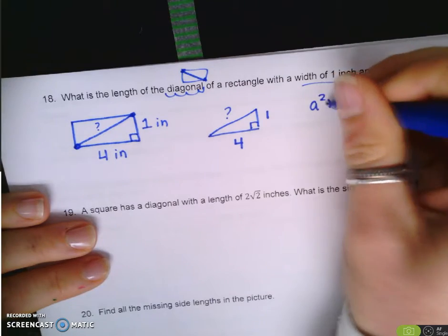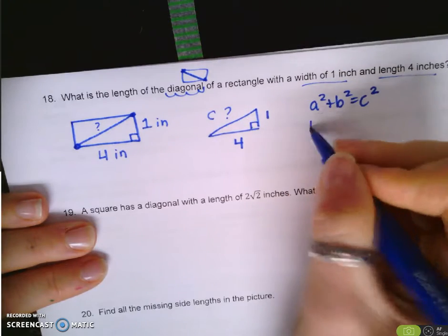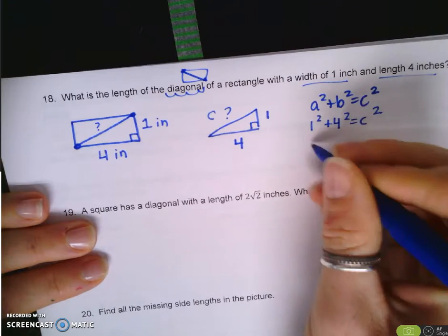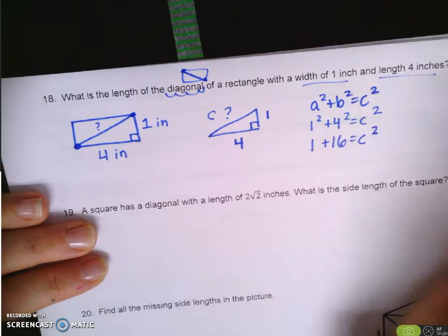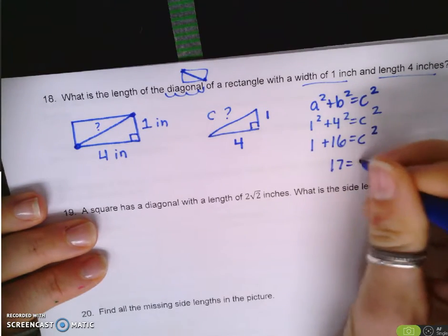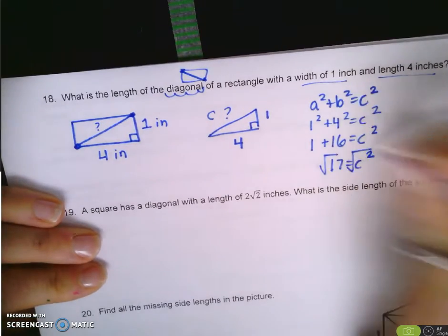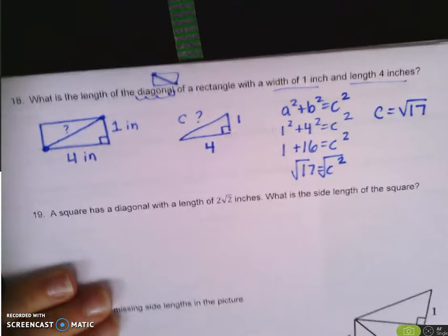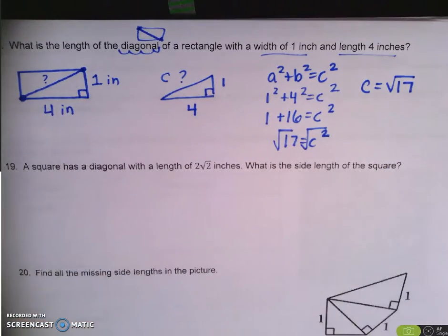So let's see, a squared plus b squared equals c squared. I'm solving for c. I'm going to make 1 my a and 4 my b. 1 squared is 1. 4 squared is 16, equals c squared. 1 plus 16, 17. I want to undo squaring. That's right, square root both sides. c is equal to radical 17. Does 17 have any perfect square factors? No, 17's prime, but don't forget our units.